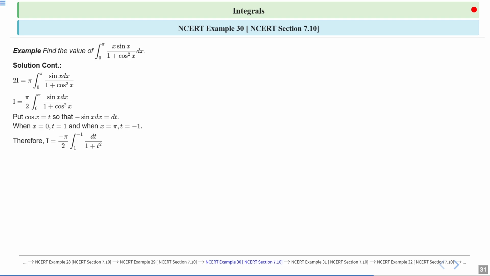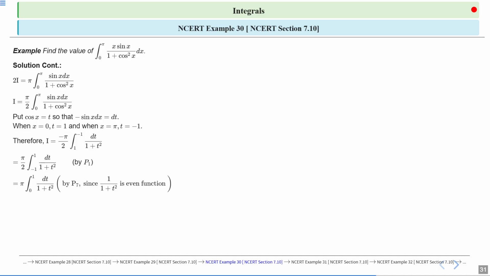So it becomes I is equal to minus pi by 2 times integral from 1 to minus 1 of dt by 1 plus t square. Now use the property P1, that is we can reverse the limit by taking the negative sign. So we take negative, and negative negative becomes positive, so it becomes pi by 2 times the integral from minus 1 to 1 of dt by 1 plus t square.